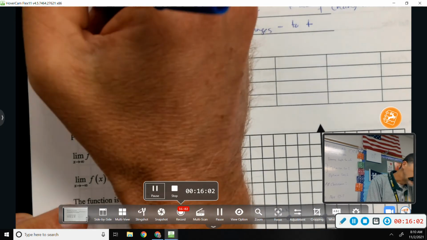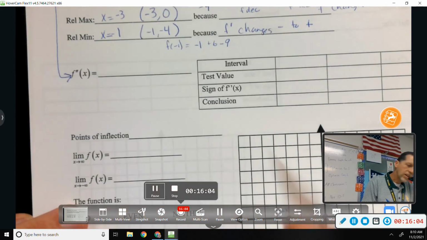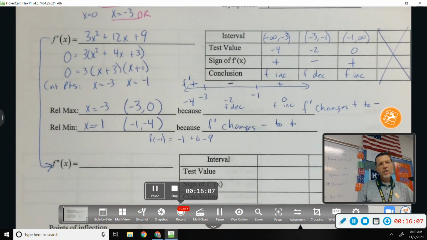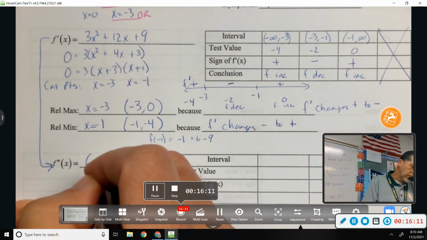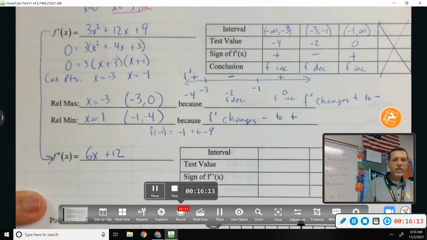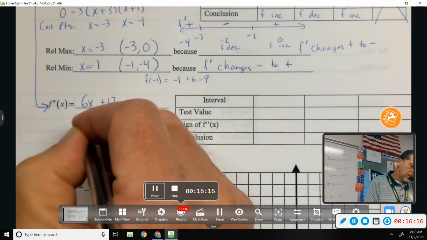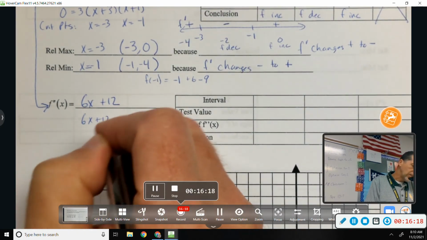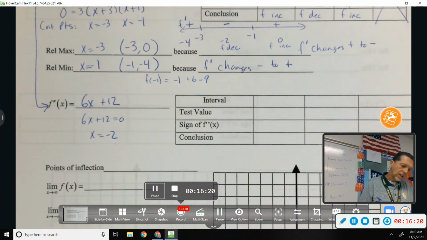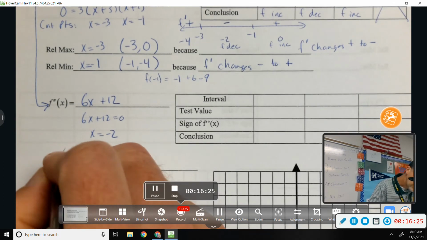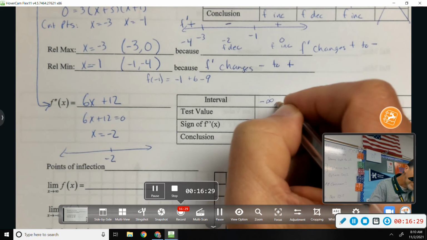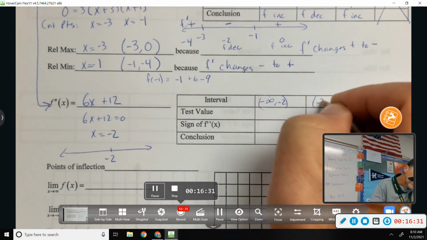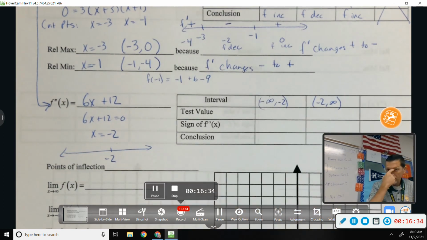So second derivative stuff. Same process, but with the second derivative. And because it's a polynomial, my derivatives are getting easier and easier to deal with. If we set the second derivative equal to 0, we get negative 2. So now I feel a little bit better about what's going on. Maybe I can start filling in the table.